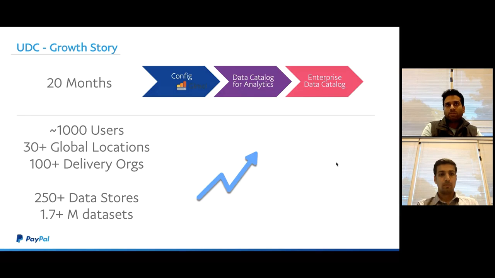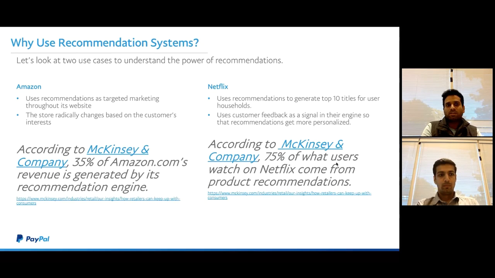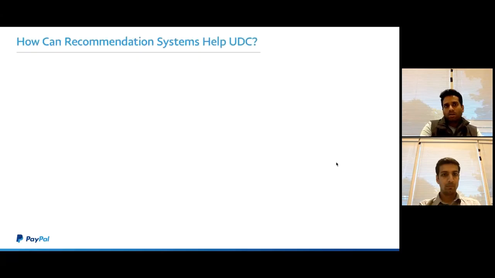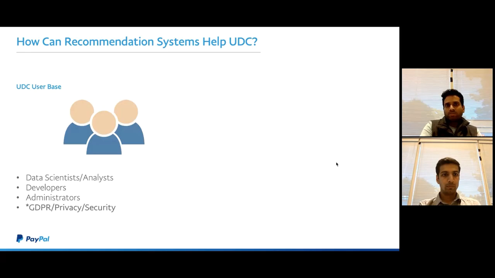And if you take this analogy or scale and then apply it to well-known platforms such as Amazon or Netflix, it's a no-brainer. All of these platforms created recommendation systems to make sure the results are targeted to users based on their profile, their activities, and really the users are able to use those search results to quickly do what they want and move on. So how can recommendation help in UDC?